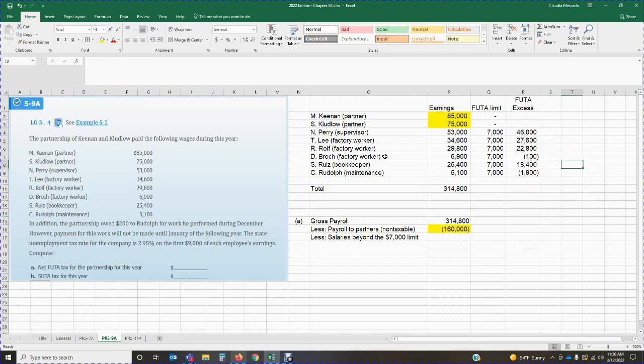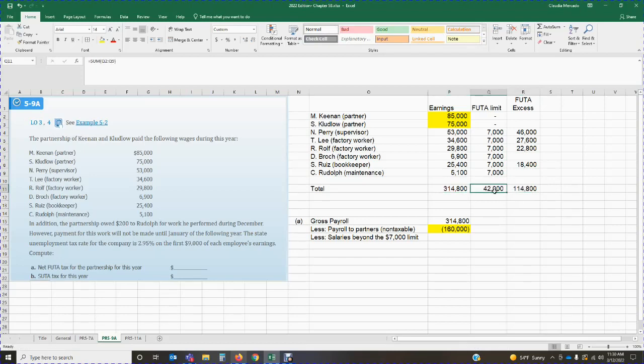Now look at this employee, Brock. Brock has earned $6,900. My limit is $7,000, which means I have not gone over. I'm going to delete that because I have not gone over. I don't have any excess for Brock. For Rudolph, I don't have any excess either because Rudolph has earned 5,100 and the limit is 7,000. So Brock does not have any excess, but the rest of my employees do.